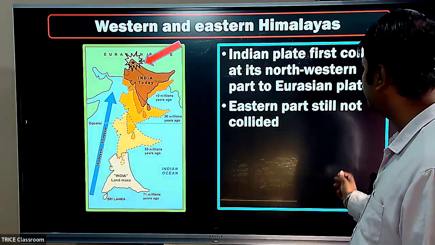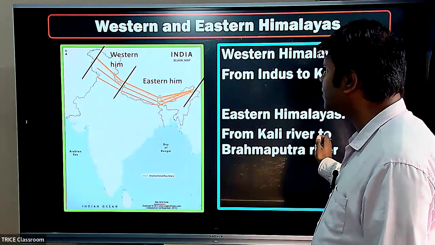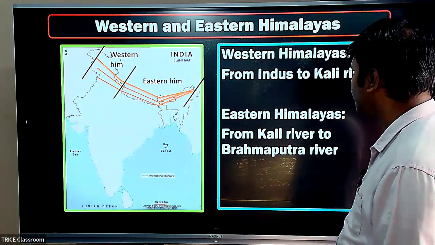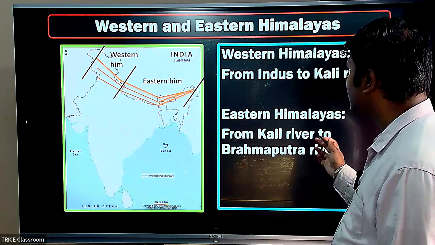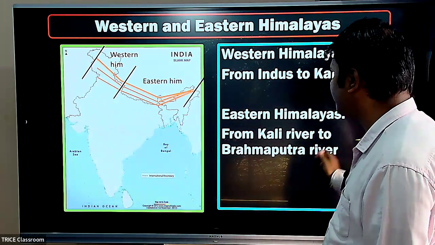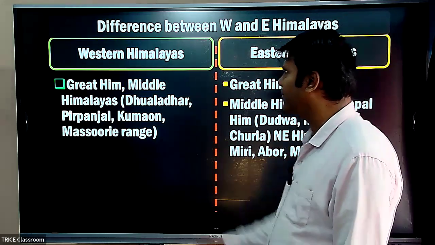So I've also discussed this collision, etc. Right. So let's quickly move forward. We've also classified the Himalayas as Western Himalayas and Eastern Himalayas. The divide between the Western and Eastern Himalayas is the Kali River, right? The Kali River acts as the divide between the Western and Eastern Himalayas.